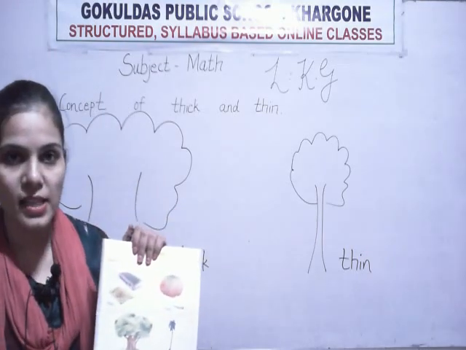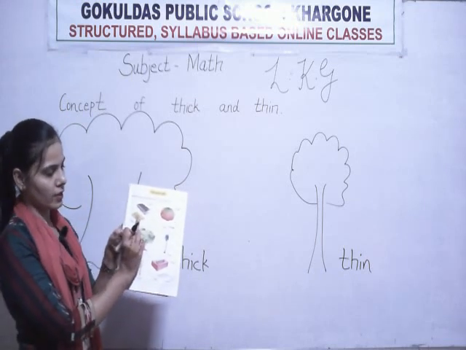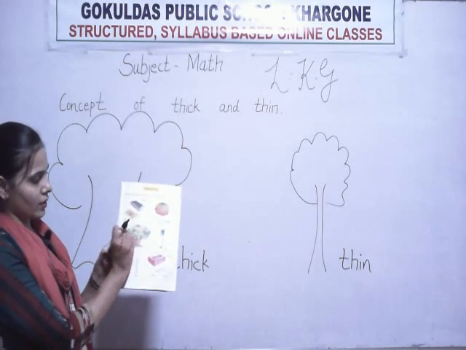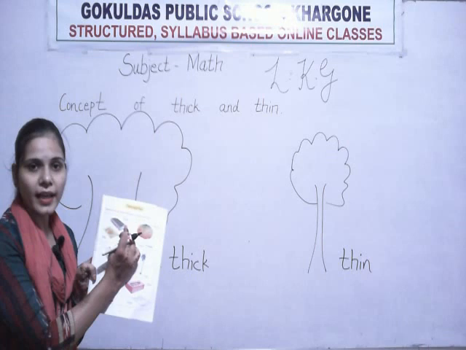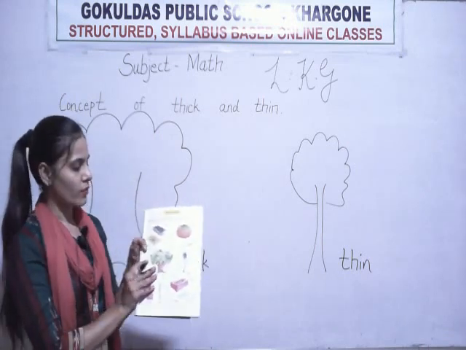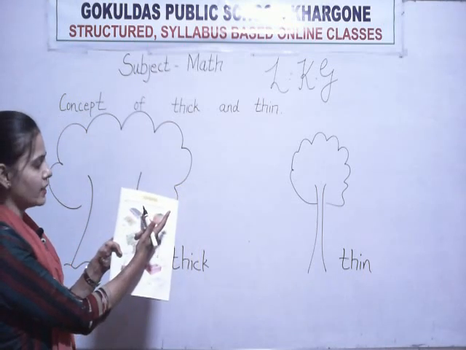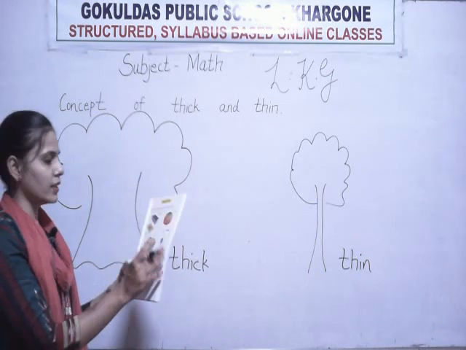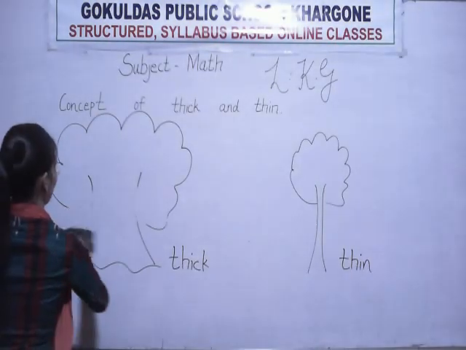Okay, on your book there are some examples. First one, book. This one is a book and this one also is a book, but this one is the thin one and this one is thick. According to their sizes we differentiate into two parts, thin part and thick part. So this book is thick and this one is thin. Okay, I will give you some more examples.